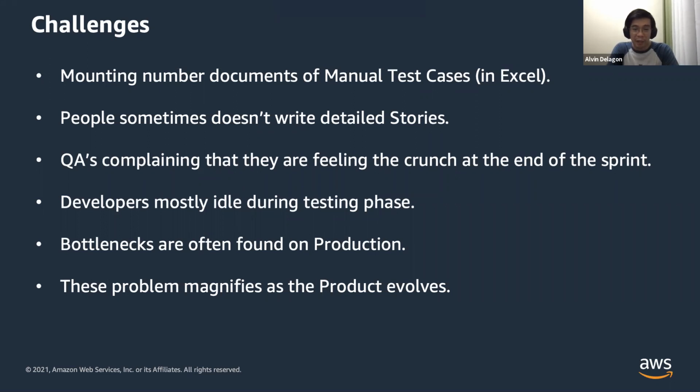And one of the key problems with doing a performance test on an as-needed basis is that most of the bottlenecks are often found only in production. That quite surprises us most of the time. And this problem magnifies as the product evolves.